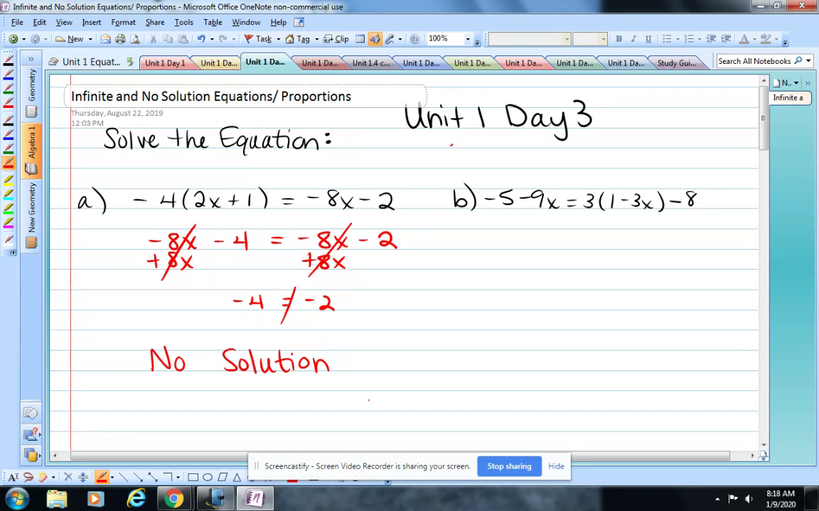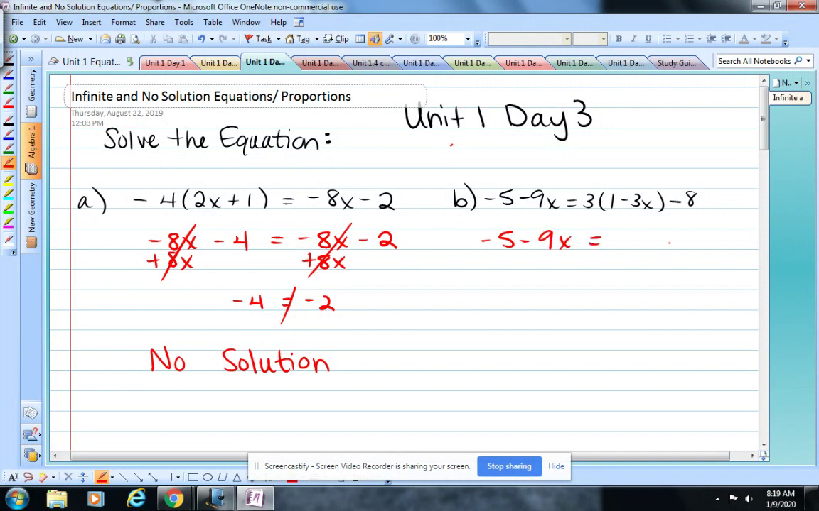Okay? All right, let's do problem B. Yes, ask it. Yeah, they're still different numbers. Yes. All right, look at B. Negative 5 minus 9x equals 3 times 1 minus 3x and then minus 8. So what do we do first to solve for x? Distribute. So I'm going to copy the rest of it.